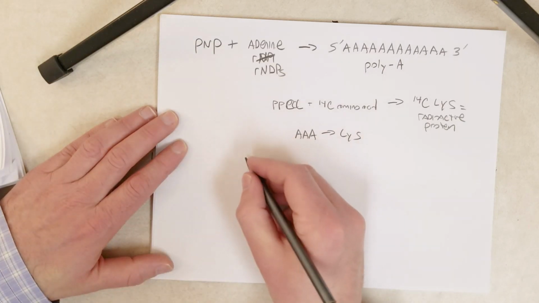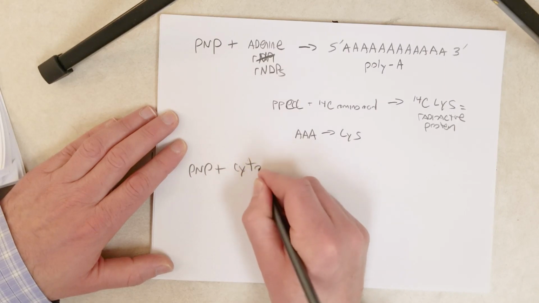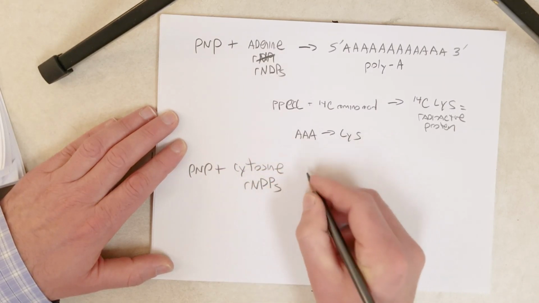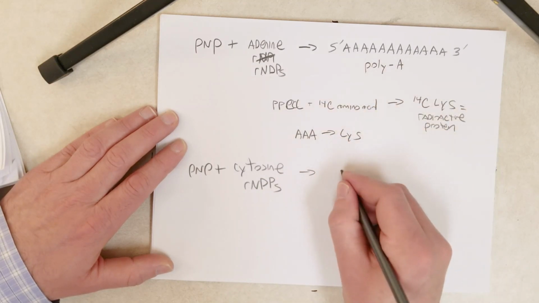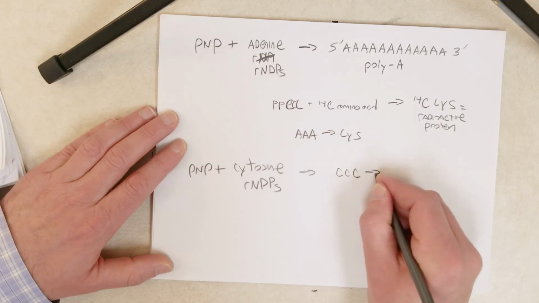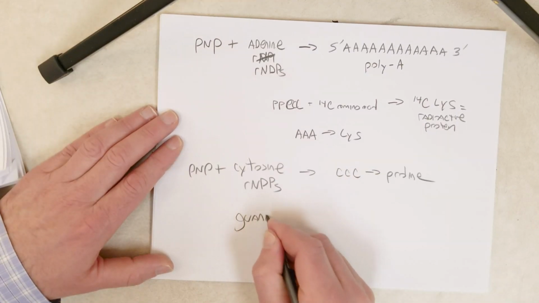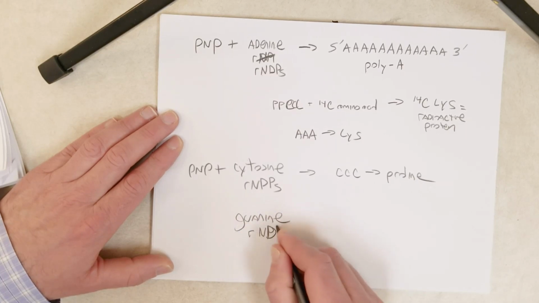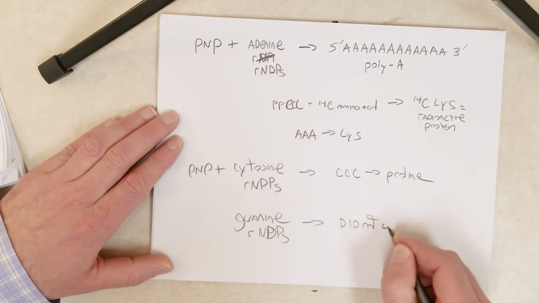They did the same thing with PNP and cytosine RNDPs. And what they got was, I won't diagram all that, I'll just tell you, they figured out CCC specifies proline. They tried the same thing for guanine, with guanine RNDPs. And unfortunately, that did not work.